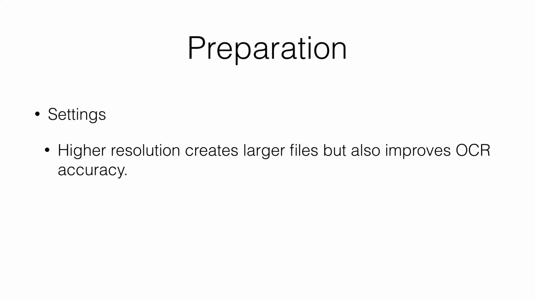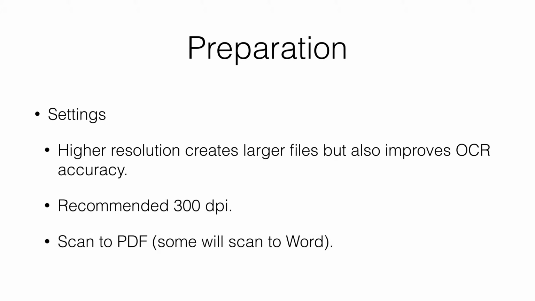Part of this is the key of having the settings set properly. You want higher resolution so that you can get a better OCR. This will create larger files, but it gives you a much better accuracy when the OCR program is running. I recommend scanning at least at 300 dpi. Once you pass 300 dpi, it begins to just make much larger files.